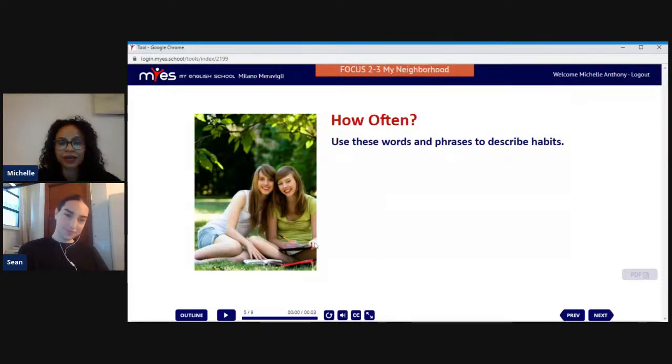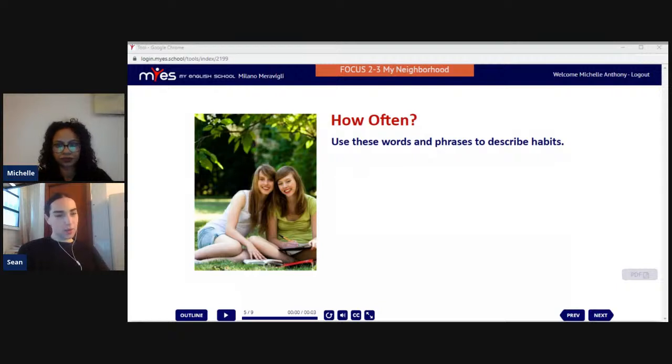Now we move on to adverbs. Use these words and phrases to describe habits. Before we jump into this, what does this mean, Sean? How often? Yeah, so how often?